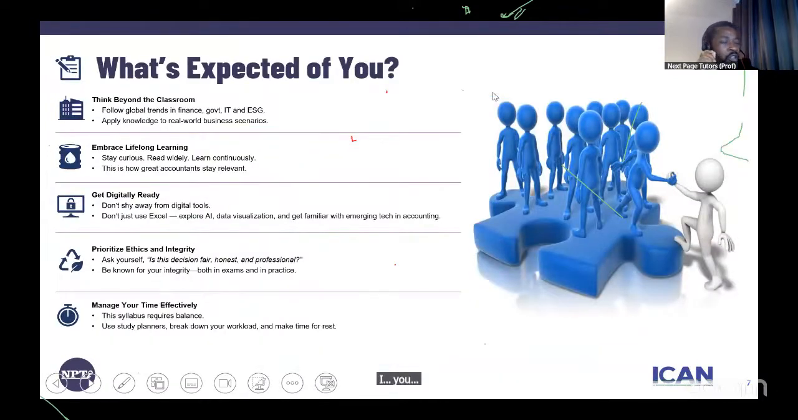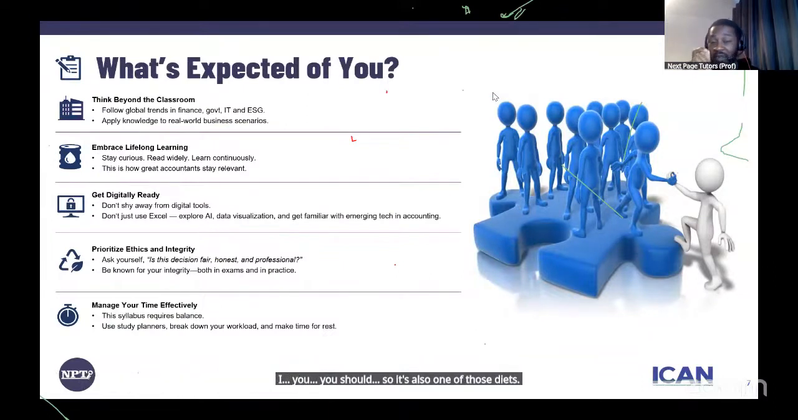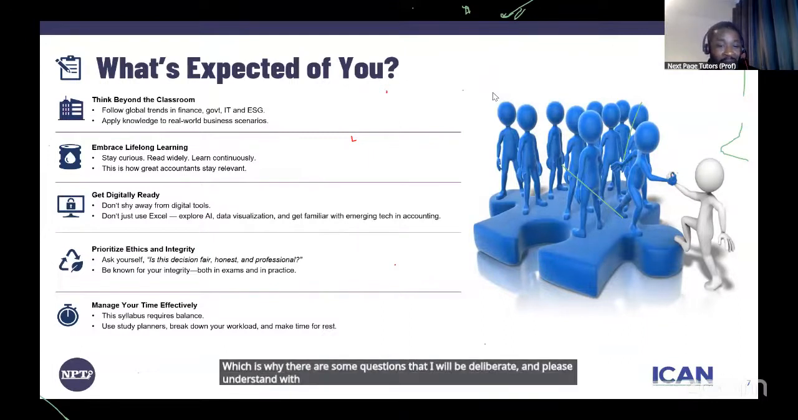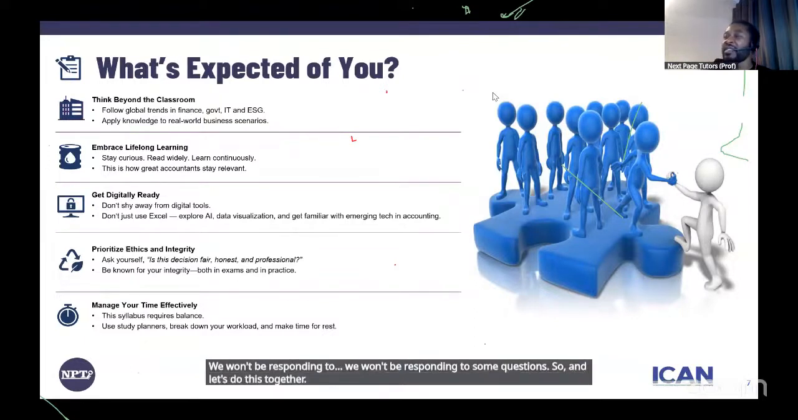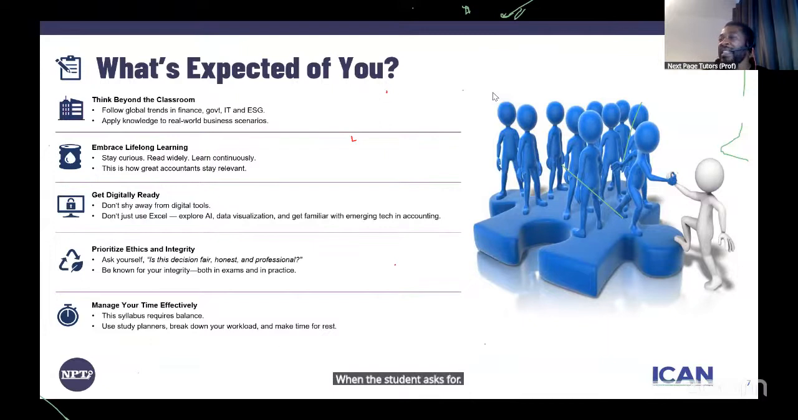There are some questions that I will be deliberate about. Please understand with me, there are quite a number of us on this call, about 213 of us. There are quite a number of things that I would discuss with the team as well. We won't be responding to some questions. And let's do this together. When a student asks, please, do you have this text, and then you forward it to the student, you are not actually helping the student. And those are some of the things that some of you would have seen me do in the past.